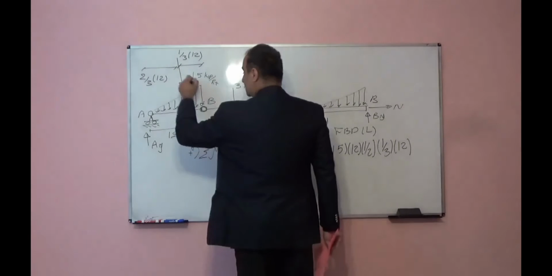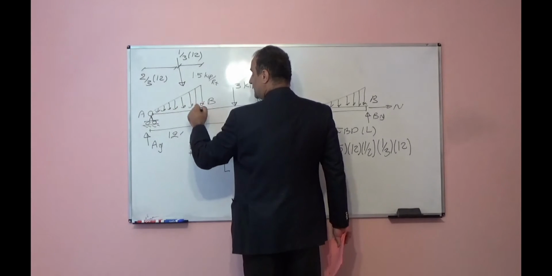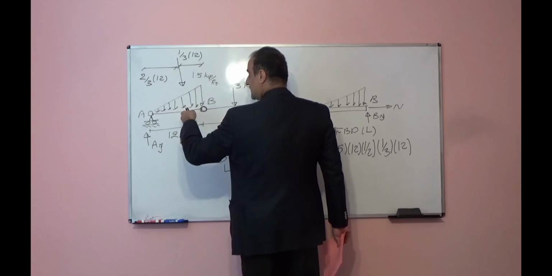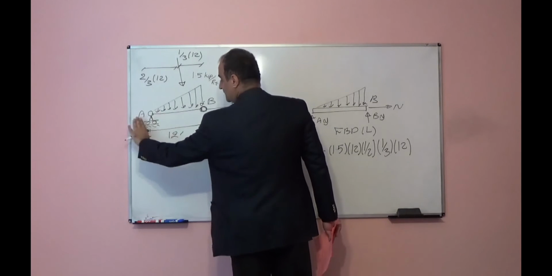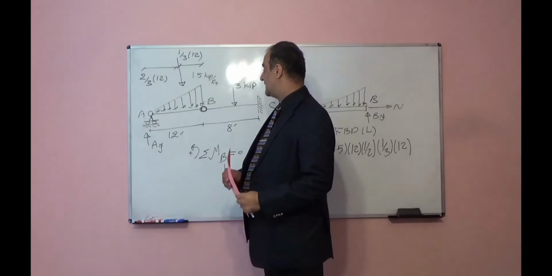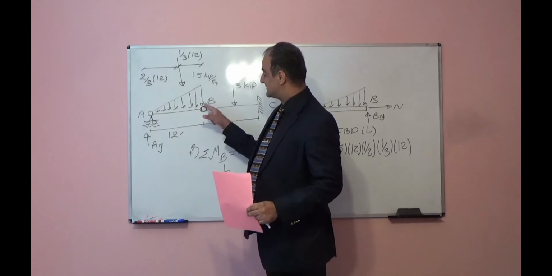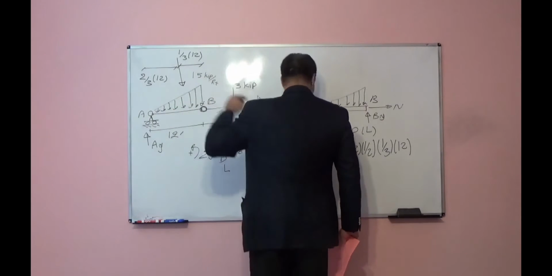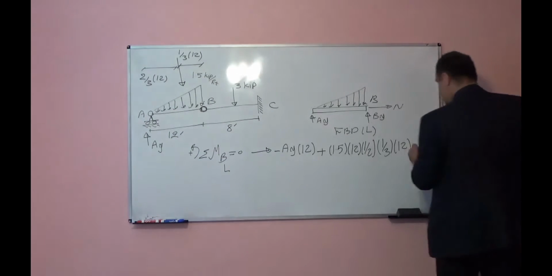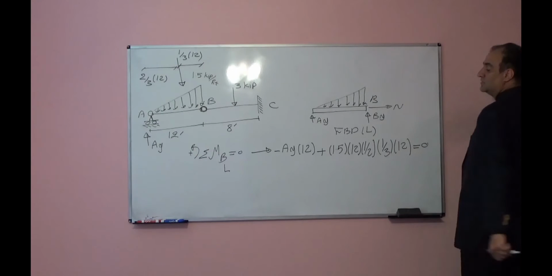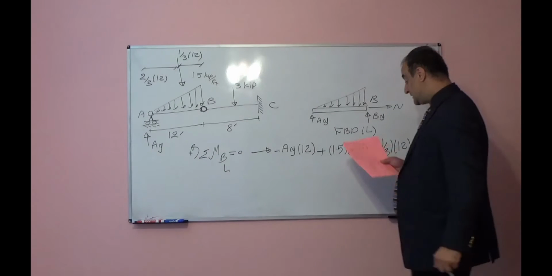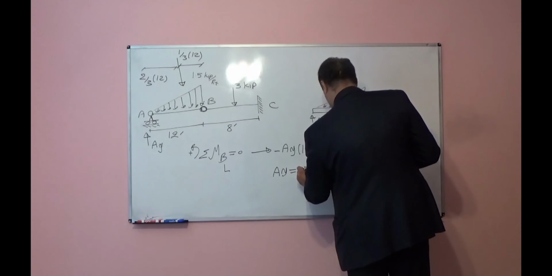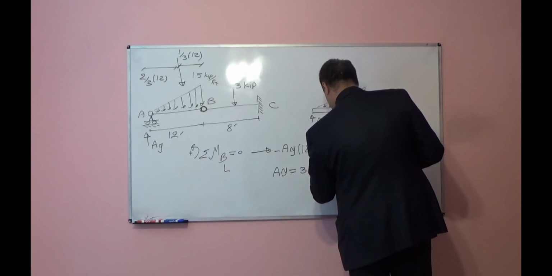This moment rotates this piece AB with respect to point B counterclockwise. If you remove this support A, you will see this piece will fall down. It will rotate with respect to point B counterclockwise. So it is positive, equal to 0. From here I can find AY. AY will be equal to 3 kips.